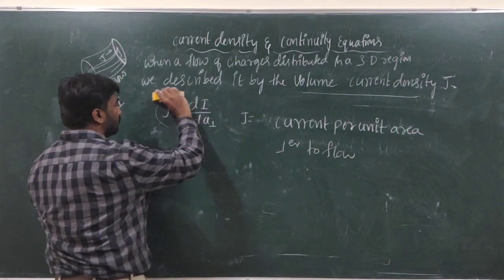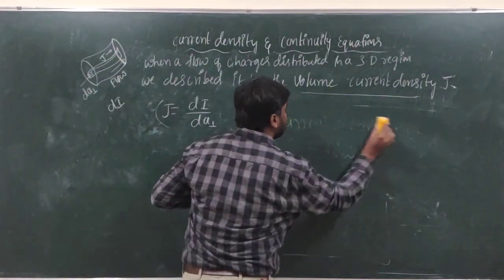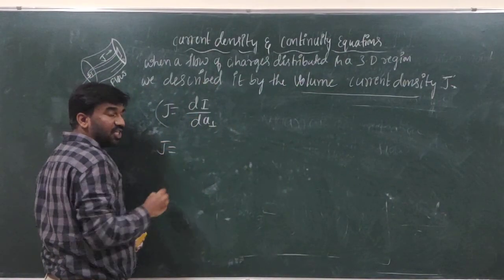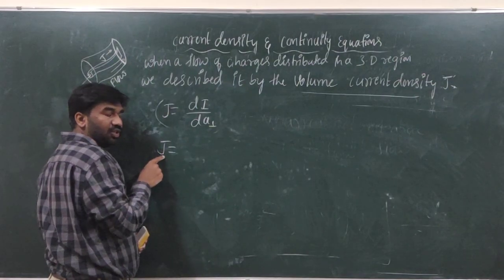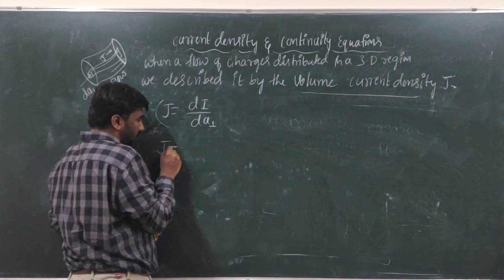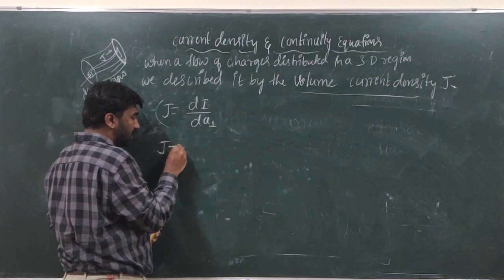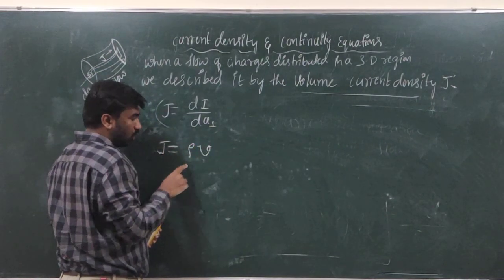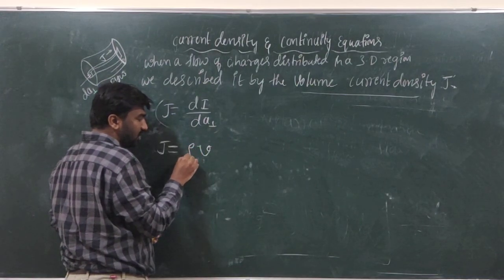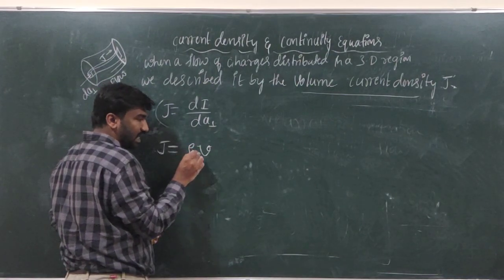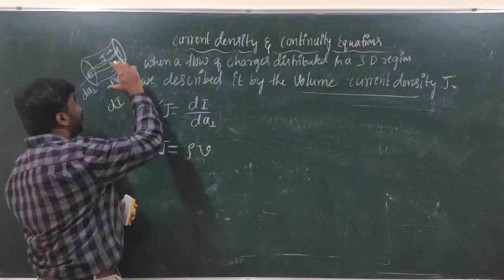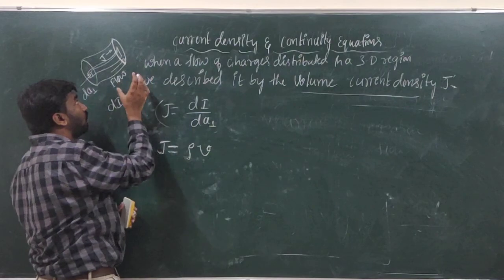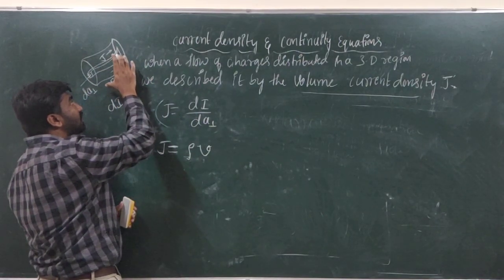Next, the relation between current density and volume charge density: the current density J is equal to rho times V, where rho is the volume charge density.